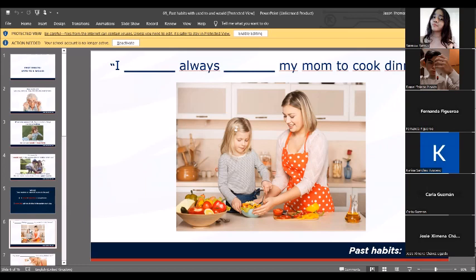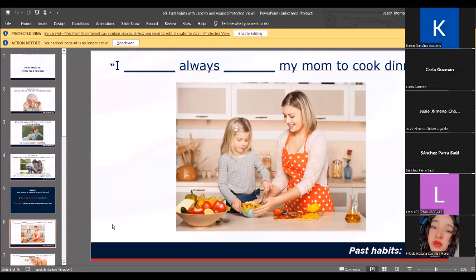What action do you see in the picture? ¿Qué está haciendo la niña? ¿La niña ya está cocinando? ¿O qué está haciendo? No. Maybe she helped your mother. Exactly. I would always help. I would always help my mother to cook dinner. There you go.